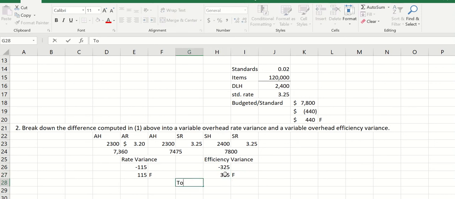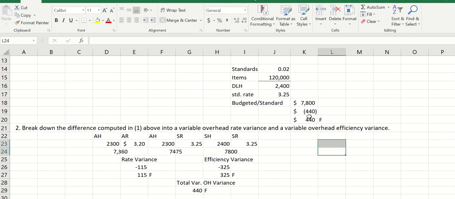And so total variable manufacturing overhead variance, a little redundant, but the variance would be the two of these together, and since they're both favorable, we would have 440 favorable, but we already knew that from up here. We just divided it into something a little more specific. So our rate variance ended up being 115 favorable, and then we have 325 favorable for the efficiency variance.